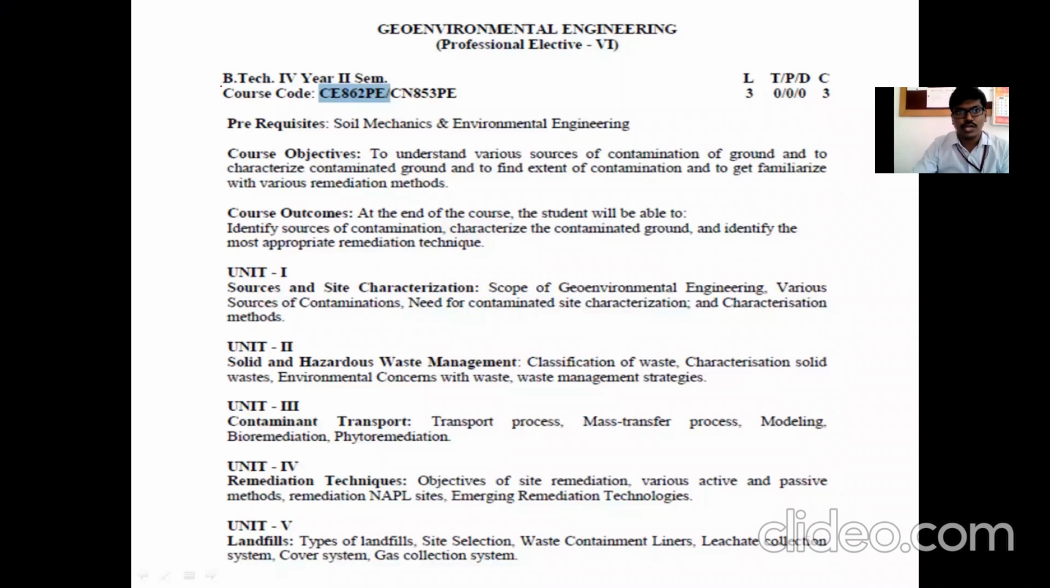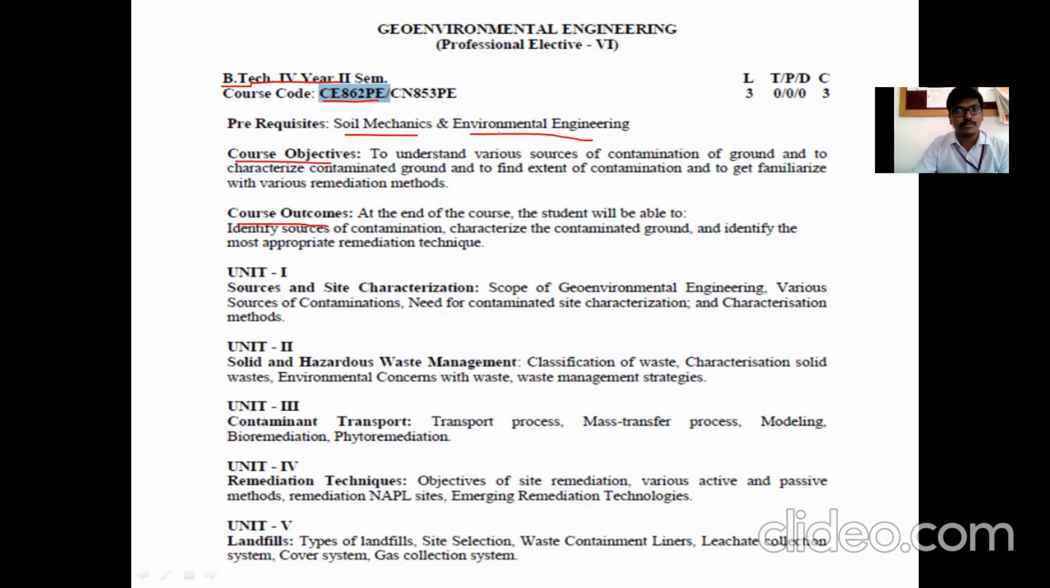So coming to the syllabus as per the JNTUH course structure, here you can see the B.Tech 4th year second semester, and the course code is CE 862, professional elective. And as already mentioned, the prerequisite subjects are soil mechanics and environmental engineering, which you already learned in your previous years. And these are some of the course objectives and the course outcomes.